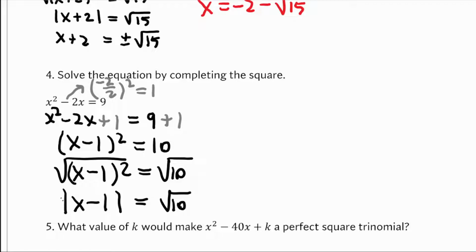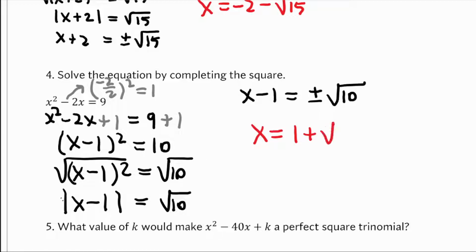So I'm going to go back up to the top. x - 1 is going to either be the positive or the negative square root of 10. And then I can add 1 to both sides to solve and get my two solutions. And I'll have x equals 1 plus the square root of 10 and 1 minus the square root of 10.